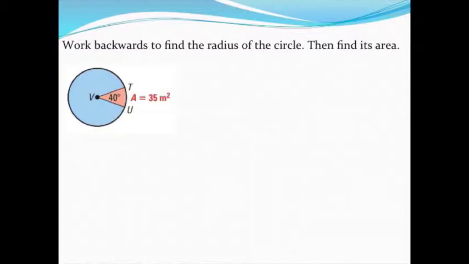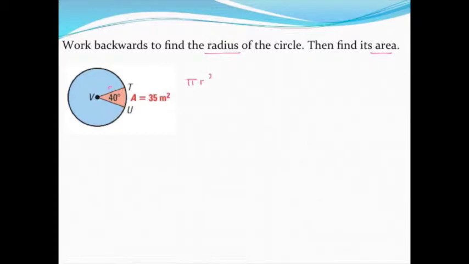We can work backwards, given the area of a sector of a circle, to find the radius of the circle as well as the area of the entire circle. We're going to use the same proportion we've used before, it's just we're going to have our variable in a different location. So if you recall what we've done in the past, we start these out for sector problems with pi r squared. This time though, the radius is what's unknown to us.